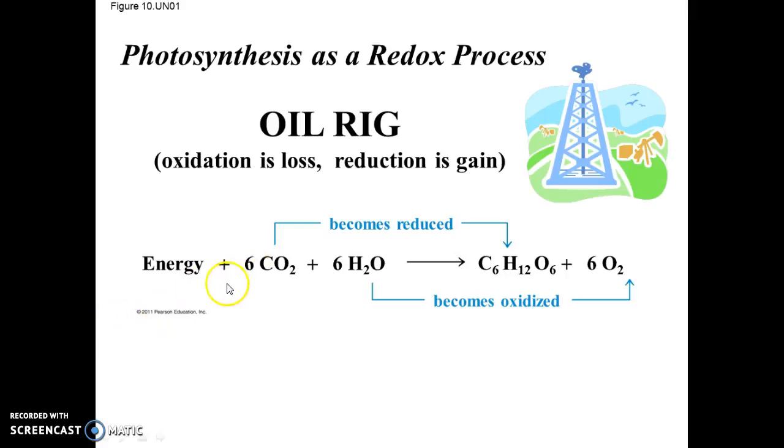So instead of just looking for electrons or e's with a negative sign, we can also follow what happens with H's. So specifically, as I look at the photosynthesis equation, and I see that carbon dioxide is gaining H's, OIL RIG, reduction is gain, we can say that carbon dioxide has been reduced. Also, if I look at water and see that it has lost H's, OIL RIG, I can say that the water has been oxidized because it has lost those electrons or those H's.